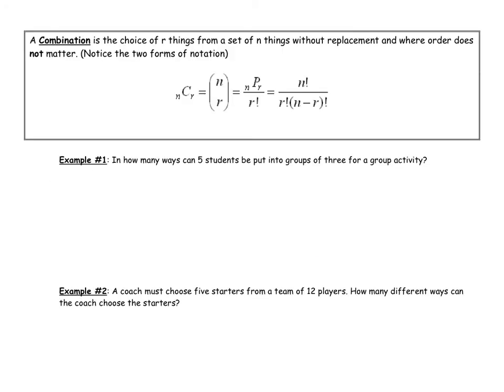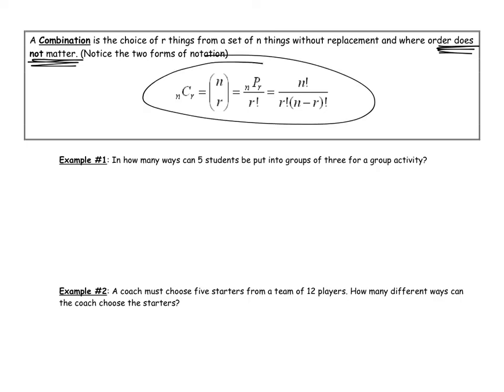Okay, next and last page. A combination. What is it? A combination is a choice of R things from a set of N things without replacement and where order does not matter. Underline, circle it, do whatever you need to do, but combination means order doesn't matter. This is a formula. Do you ever need to know it? No. You just need to know how to put this piece into the calculator.